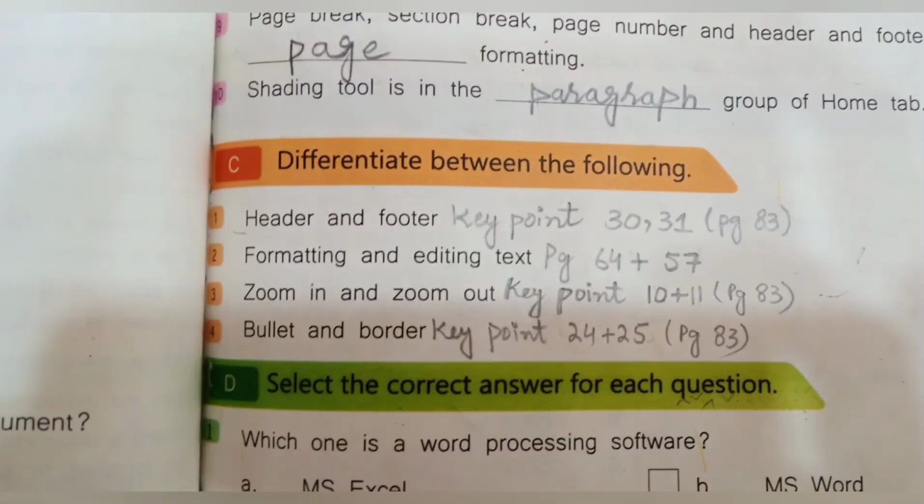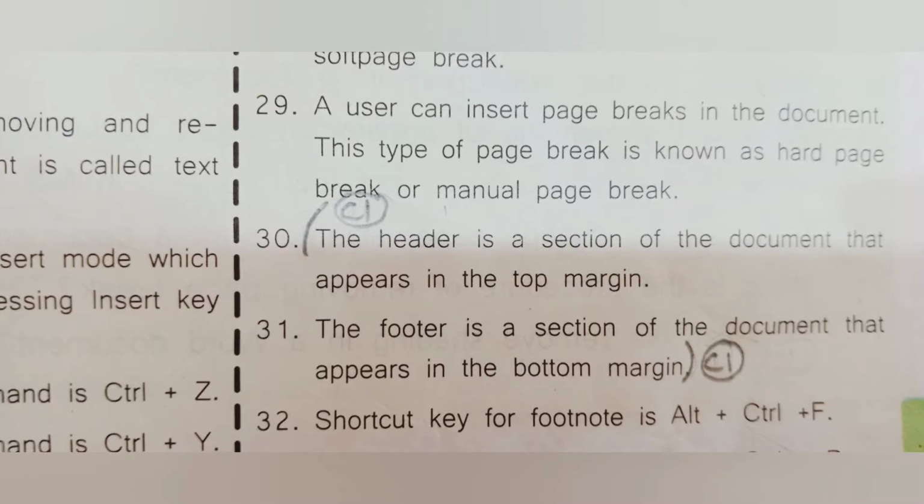Now open the page number 85, question C part 1, header and footer. The answer of this question is on page number 83, key point number 30 and 31. You will mark this answer from the header to bottom margin. The header is a section of the document that appears in the top margin. The footer is a section of the document that appears in the bottom margin.